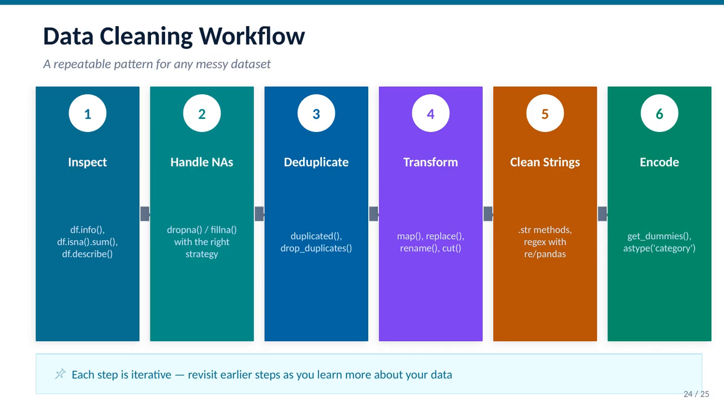Inspect data with functions like df.info, df.isna().sum(), and df.describe. Handle missing values using dropna or fillna with an appropriate strategy. Remove duplicates with duplicated and drop_duplicates. Transform columns with map, replace, rename, or cut. Clean text using pandas string methods and regular expressions. And encode categorical features with get_dummies or by converting to the category type, revisiting steps as you learn more.